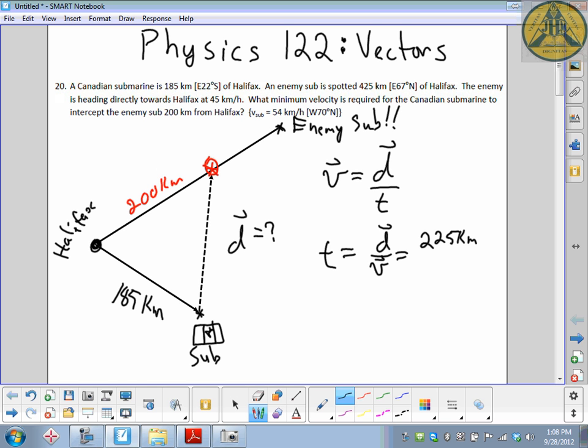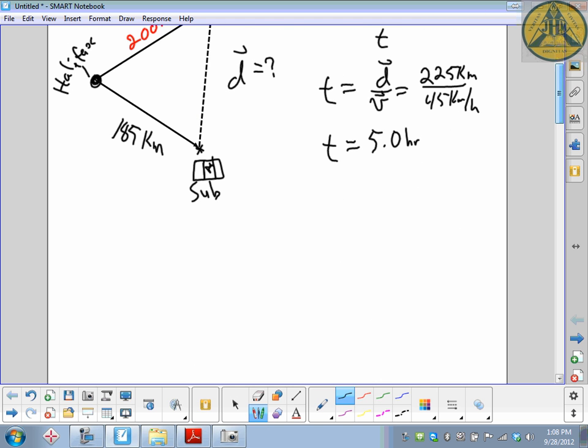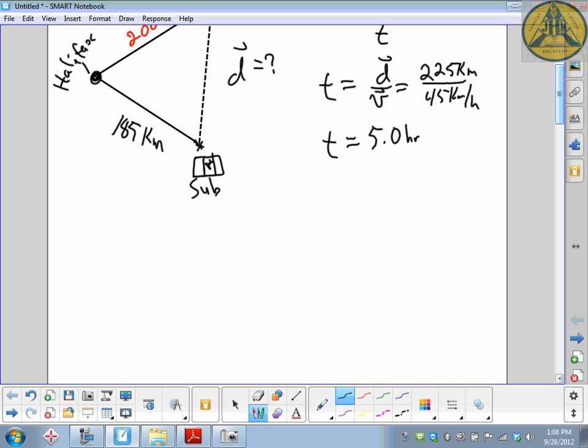Remember, it's not 425. The full length from here to here is 425. The enemy sub is just going from here to here. That's 225 kilometers. And it's moving 45 kilometers an hour. So, in other words, the enemy sub will be 200 kilometers from Halifax in 5 hours. So that's how long the Canadian sub has to get there. So once we know the displacement, we can do displacement divided by 5 to figure out the average velocity the Canadian sub needs to maintain.